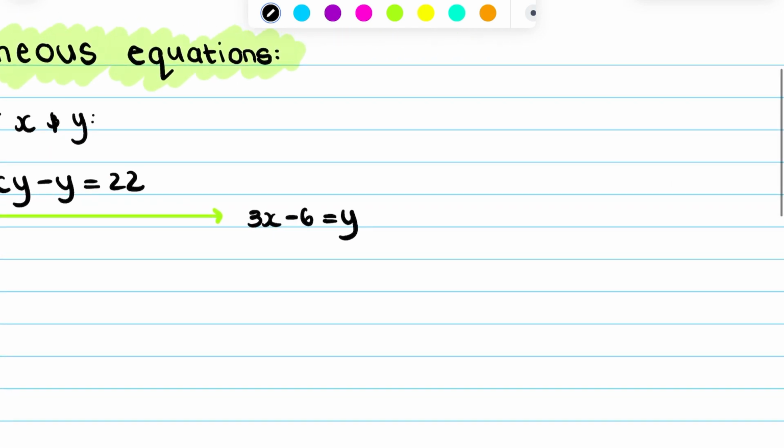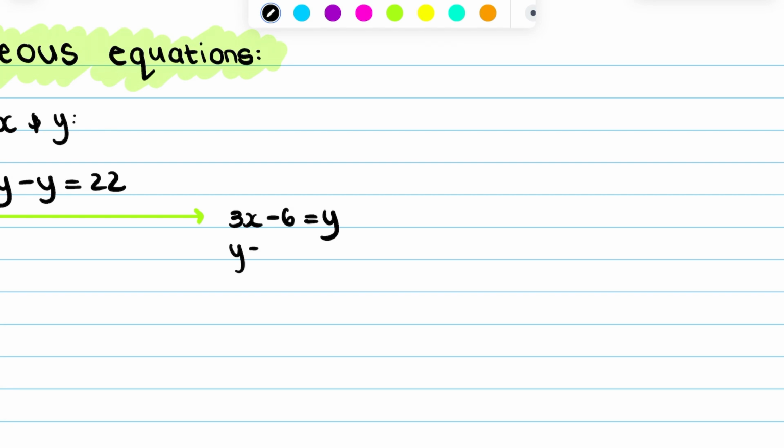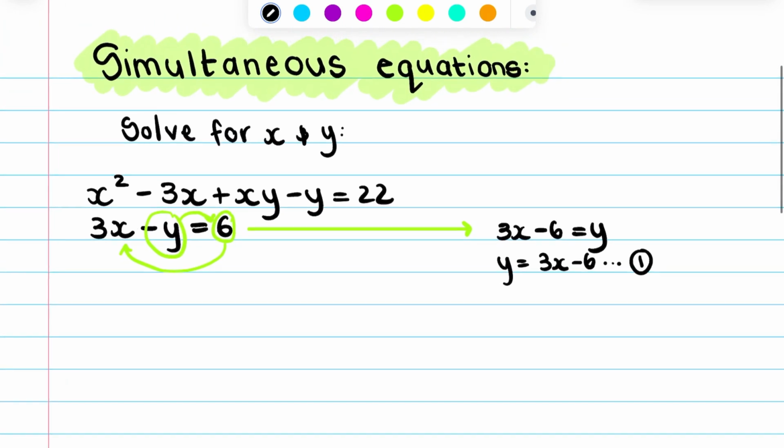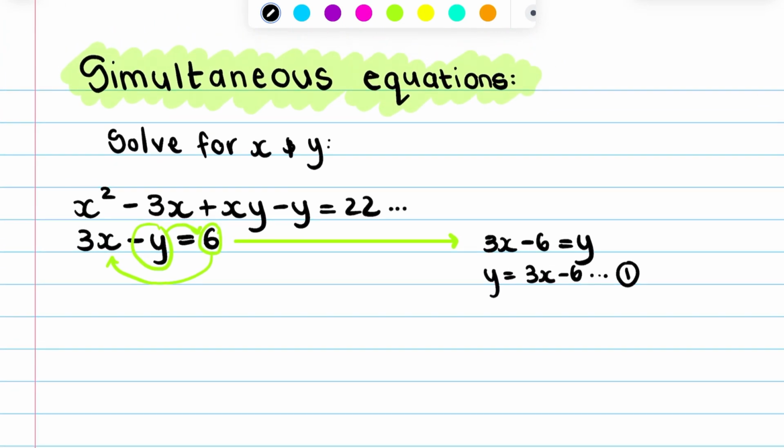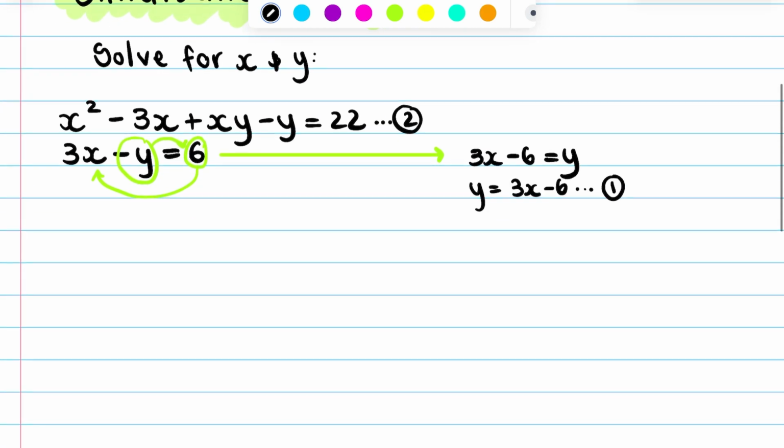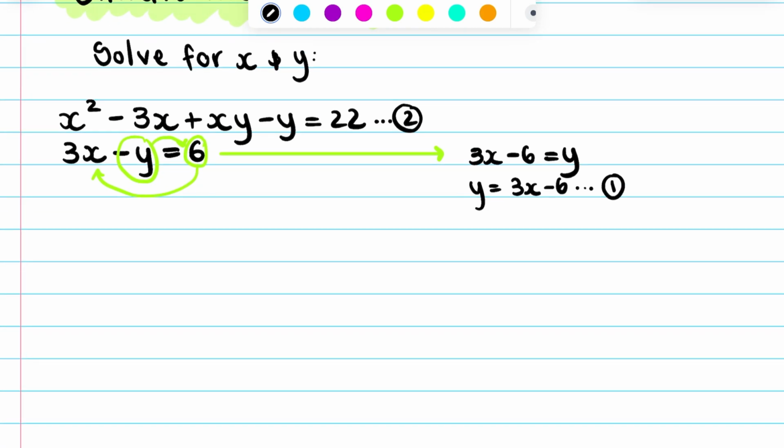And all I'm going to do here is just rearrange this. So I'm going to say y is equal to 3x minus 6. And then I'm going to make that my first equation. And then I'm just going to make sure I label my other one as the second one. And then all you want to do is say put 1 into 2. So now wherever you have a y in this equation, you are going to substitute this inside.